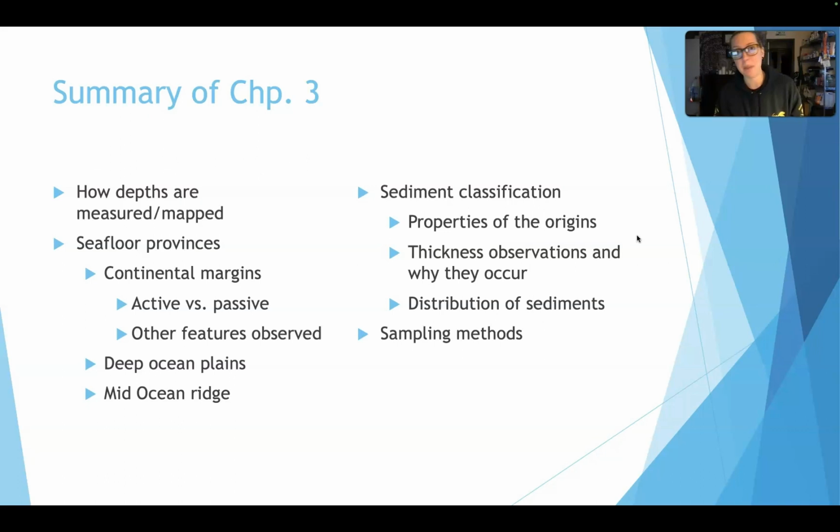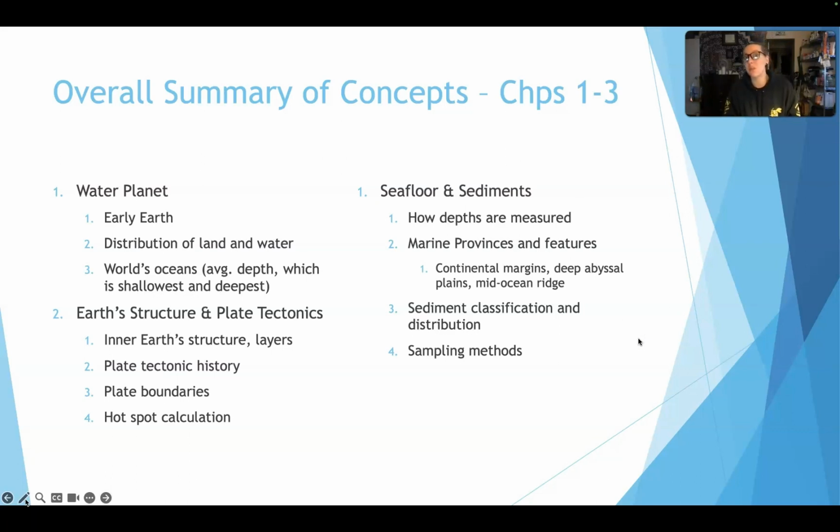How depths are measured and mapped, which methods are good and which methods are not so good, and we try to stray away from using at this point. And the different features along our seafloor provinces, right? We started near the continental margins, went into the deep abyssal plain, and then on to the mid-ocean ridge. So just some of the features you see along there. And then we finished up talking about different sediments, the different types of sands and clays and such that we see along these various seafloor provinces, and finished up with the sampling methods.